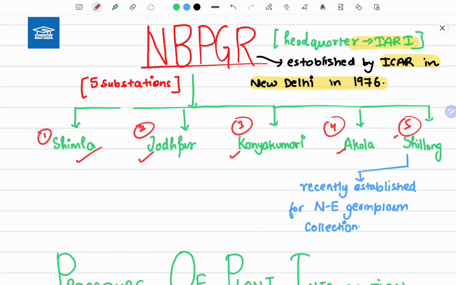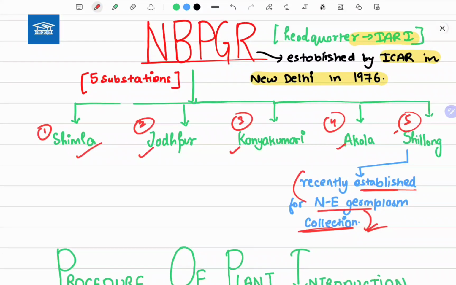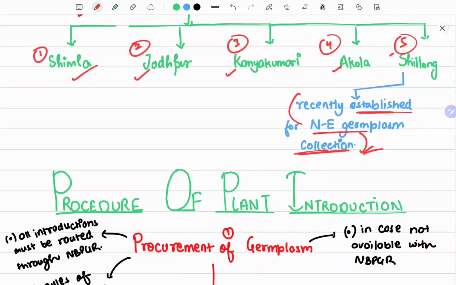They are asked in the examination. They will give you four options, like find the station that is not associated with NBPGR, with options like Shimla, Jodhpur, Uttar Pradesh, Kanyakumari, Akola, and then the correct answer will be Uttar Pradesh. So you should learn these names. Shillong is the recently established station for northeastern germplasm collections. It's an important question, and questions like this can come in the examination.